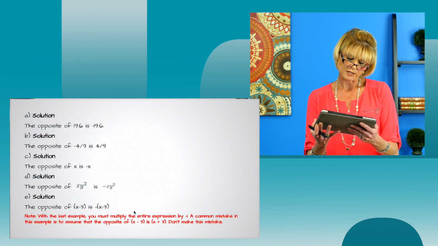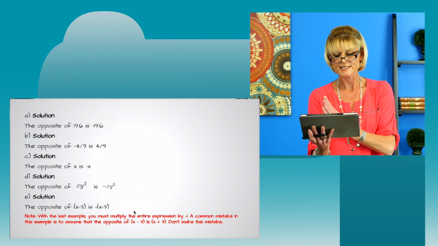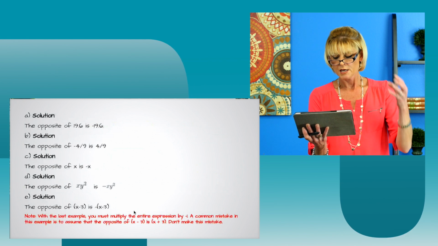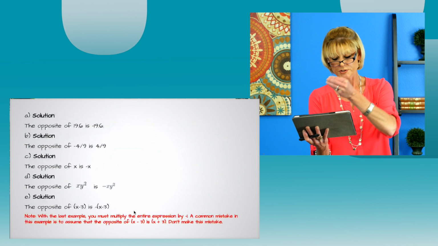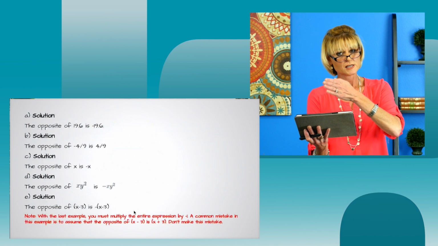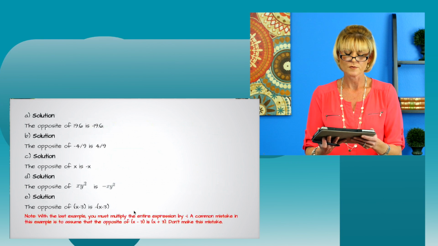Here's an important note. With the last example, you must multiply the entire expression by -1. A common mistake in this example is to assume that the opposite of x minus y would be x plus y. So be sure that you don't make that mistake.